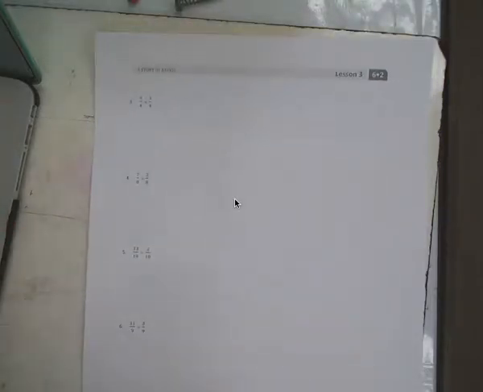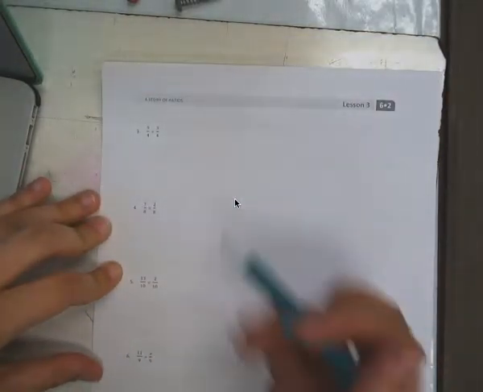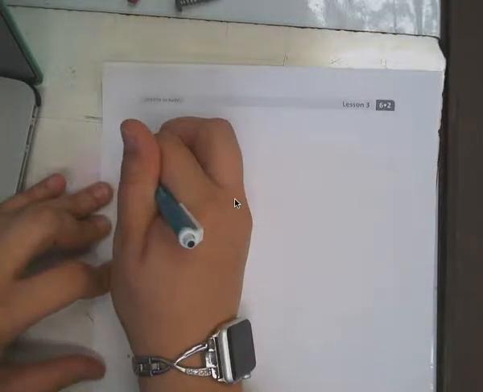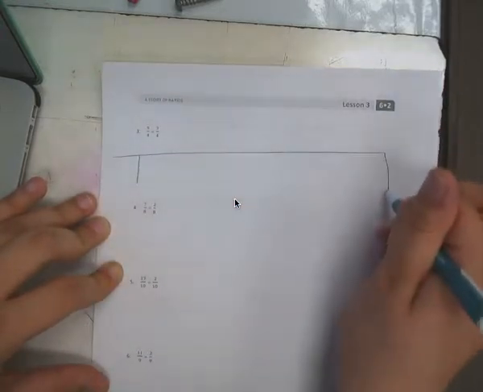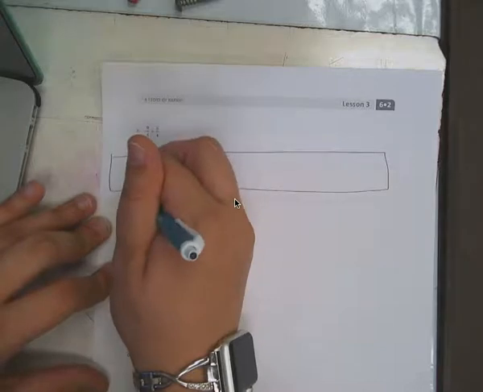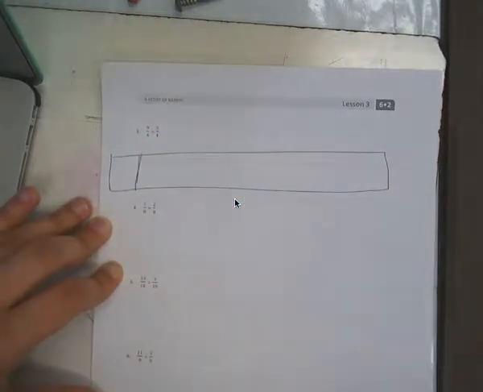Okay, let's do this one. Well, this one's a good one to do together. We have 9/4. That's more than 1/4. That's more than 2/4. So we can't split it just into 4.